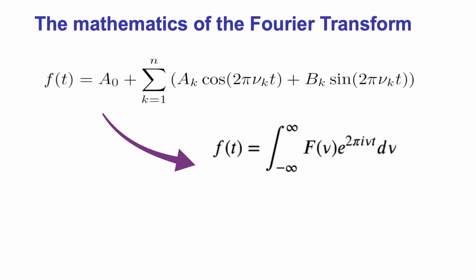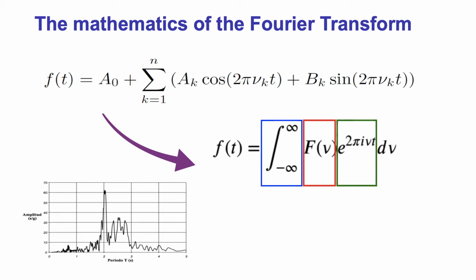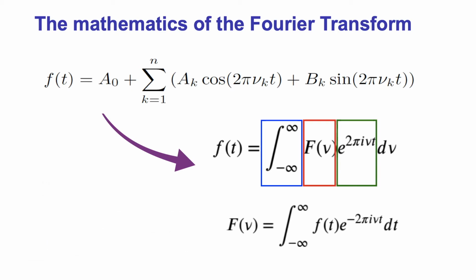Now we know what each term of the inverse Fourier transform represents. The integral comes from the summation of harmonic contributions over the whole frequency range, from minus infinity to plus infinity. The complex exponential represents the harmonics, and capital F of nu is the amplitude in the frequency domain. A similar analysis can be made for the Fourier transform.